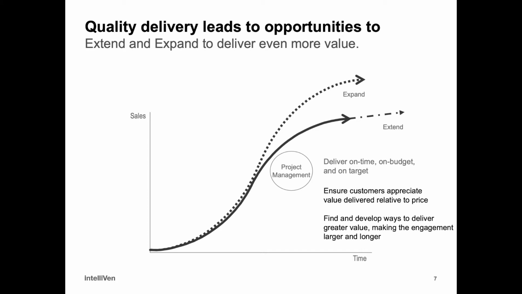And then the opportunity is to find and develop ways to deliver even more value while you're there, making the engagement generally larger or longer. So if you have a service engagement, rather than just running a course over some number of months, you end up with twice as many months. And rather than just doing the work in one functional area, you're doing it in two functional areas. The idea of extending and expanding becomes a conscious effort to deliver more value.